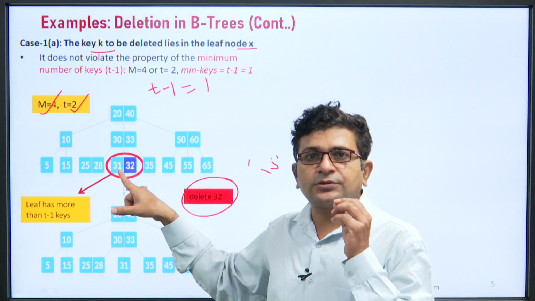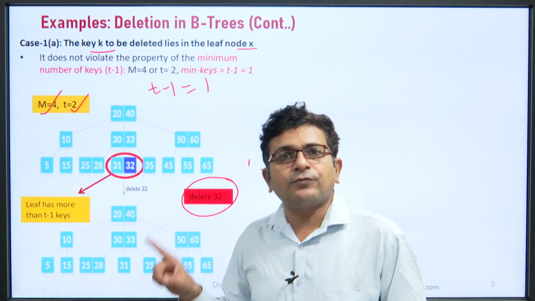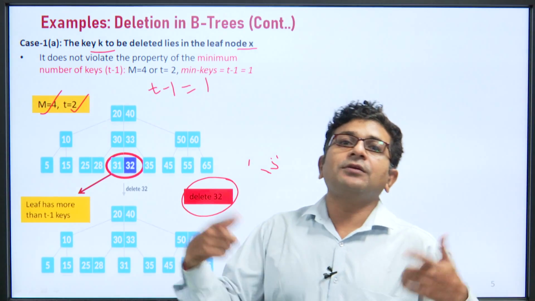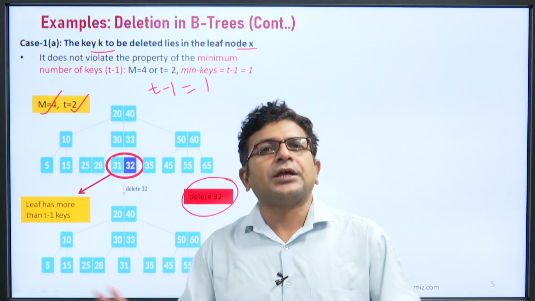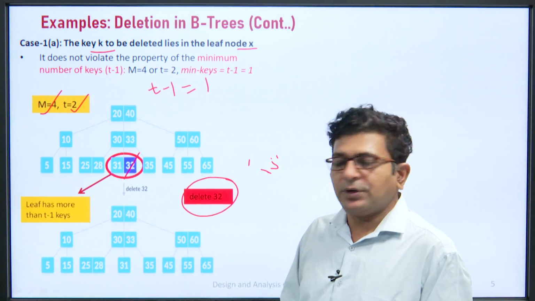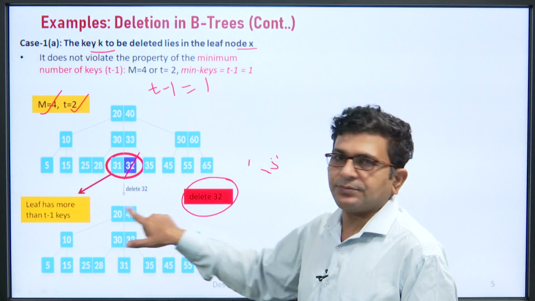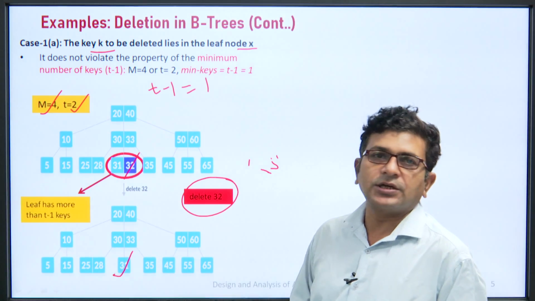Since key 32 is residing in a leaf node and this leaf node has more than the minimum keys, we can simply delete it without caring about anything. Okay, so 32 will be deleted simply, and now we will have such a B tree over here. This node will have only a single key, 31.